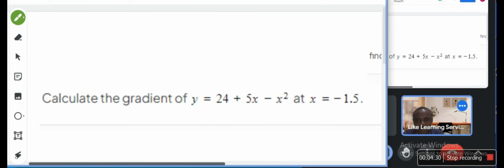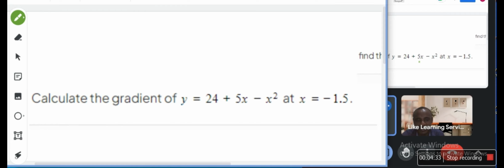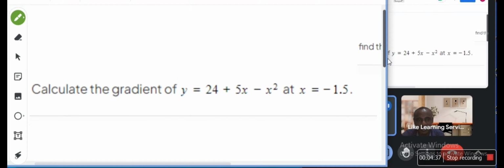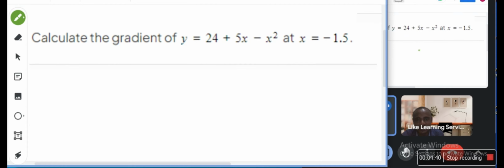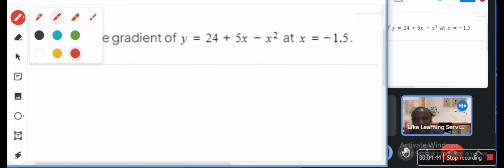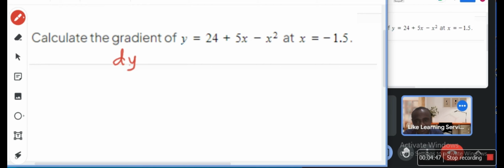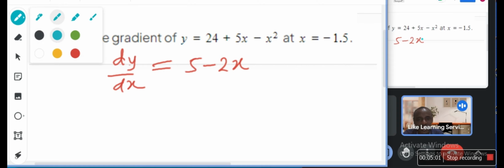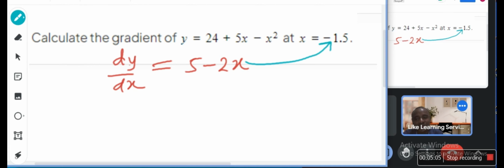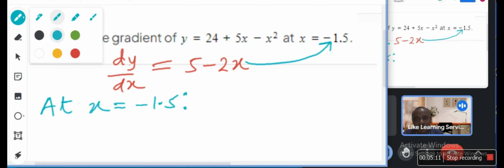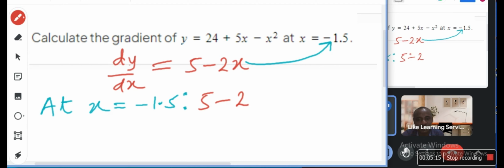Read this out. Calculate the gradient of y is equal to 24 plus x minus x squared, at x equal to minus 1.5. Beautiful. Gradient, remember gradient is the dy over dx, isn't it? Yes, sir. So the dy over dx will be equal to what? Let's get the dy over dx. 5 minus 2x. Then it says at x equal to this, so you just substitute this for x and you get the answer. So at x equal to minus 1.5, you just substitute. It's going to be 5 minus 2 brackets minus 1.5. Do you understand?